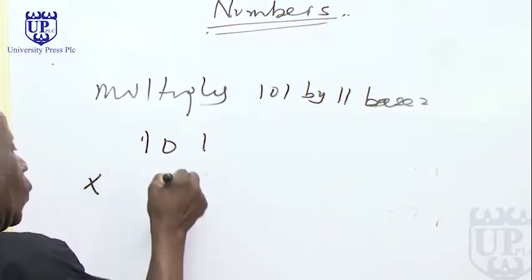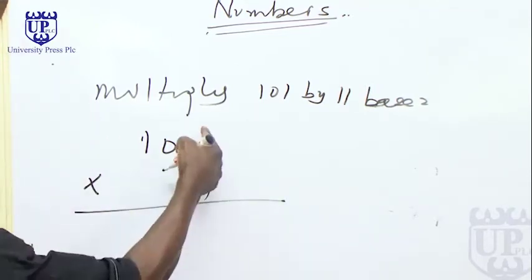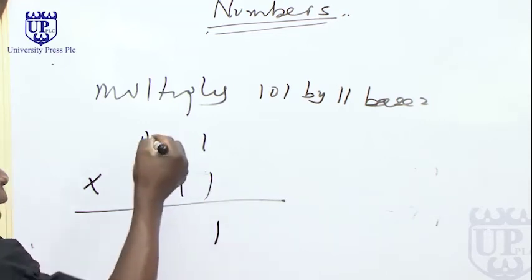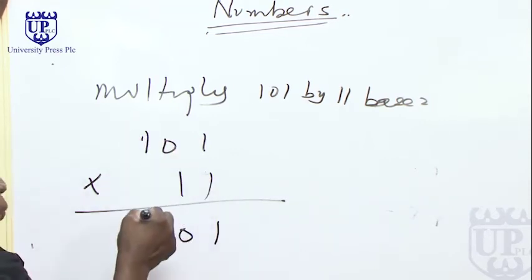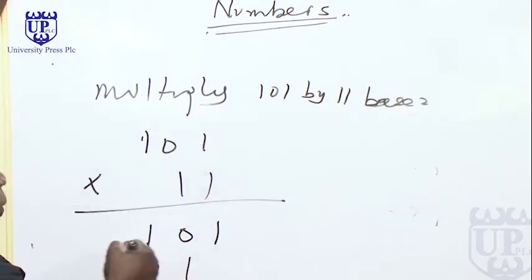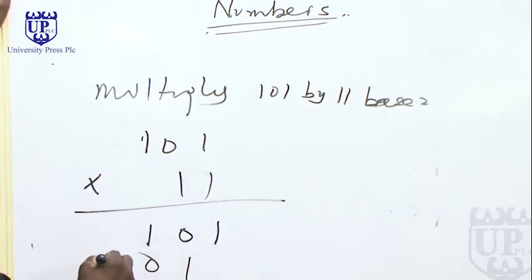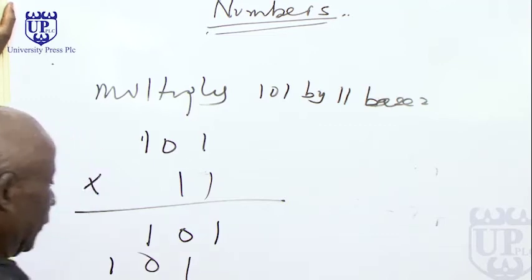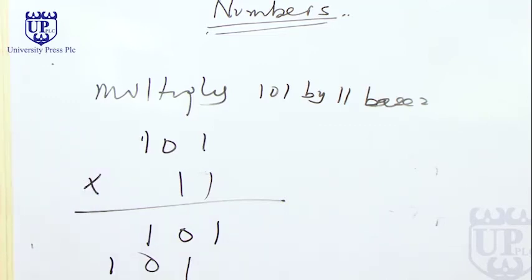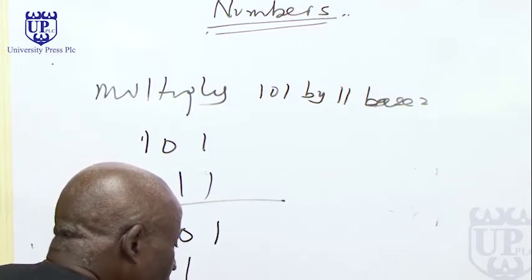11 base 2. You say 1 times 1 is 1, 1 times 0 is 0, 1 times 1 is 1, 1 times 1 is 1, 1 times 0 is 0, 1 times 1 is 1. There's no problem here. You get 1, 1, 1, 1. But the problem will arise. This is 1, 1, 1, 1 base 2.